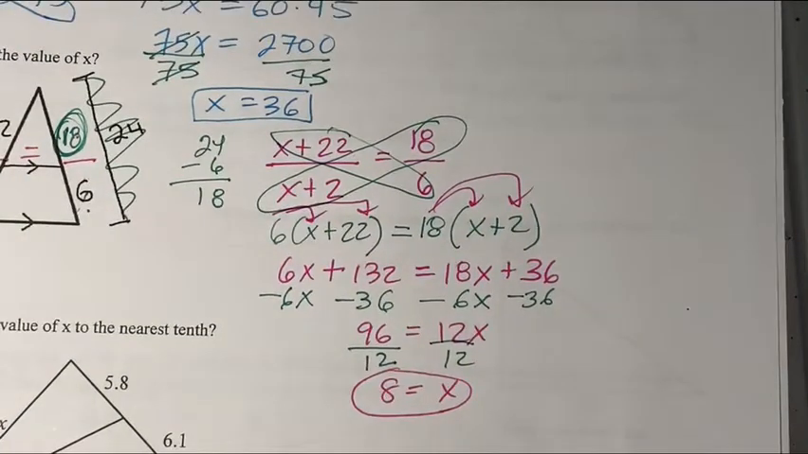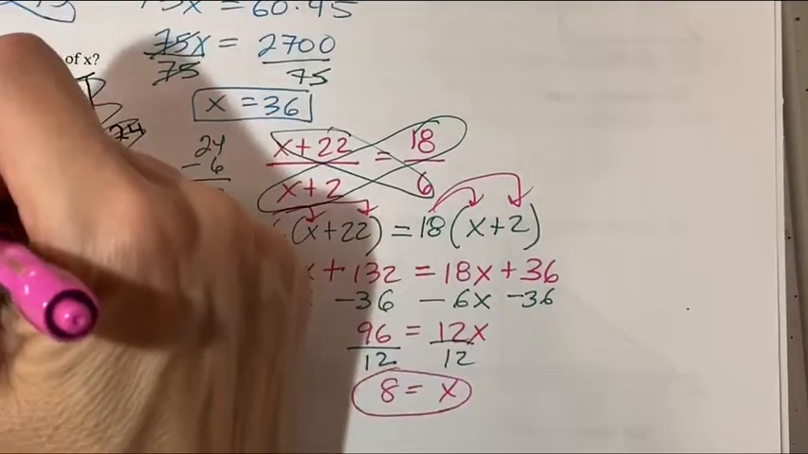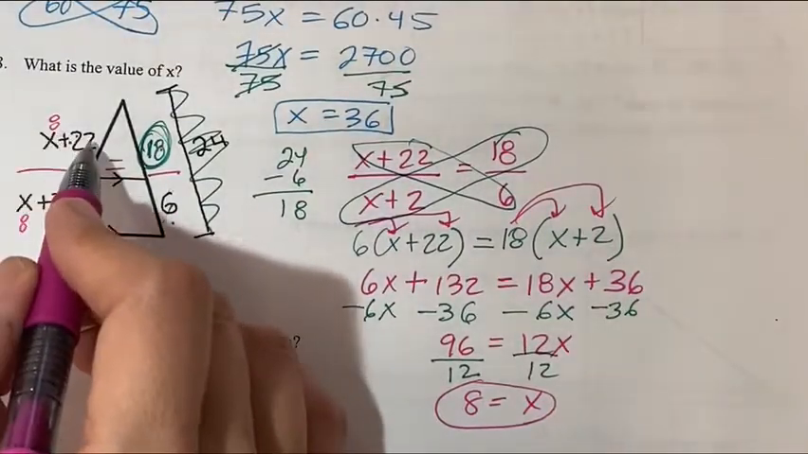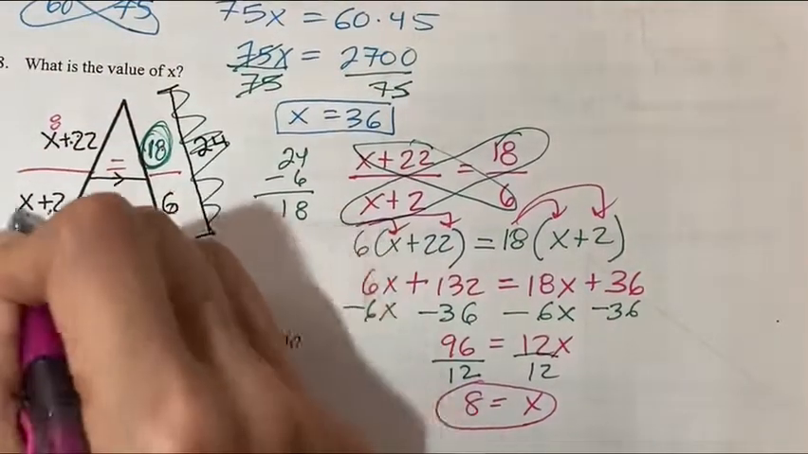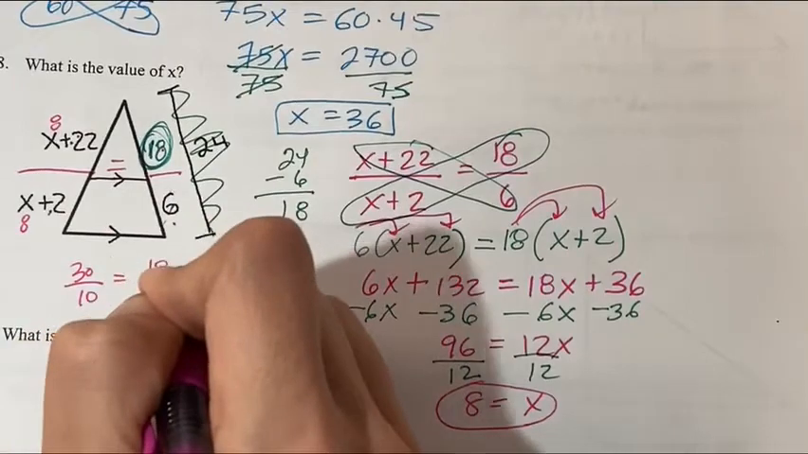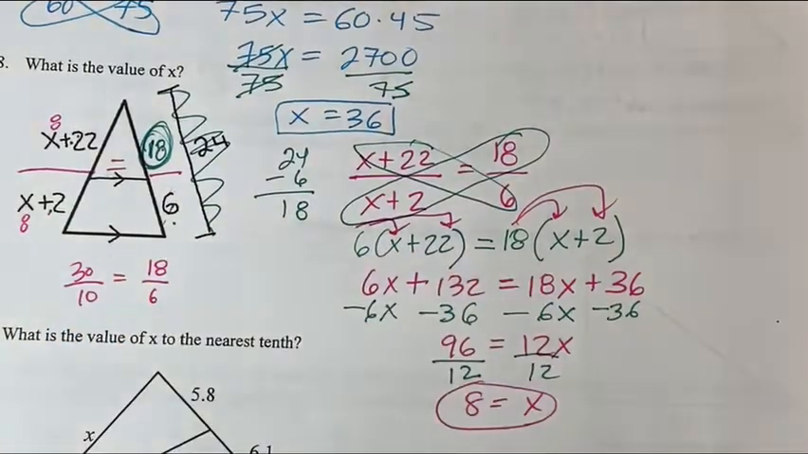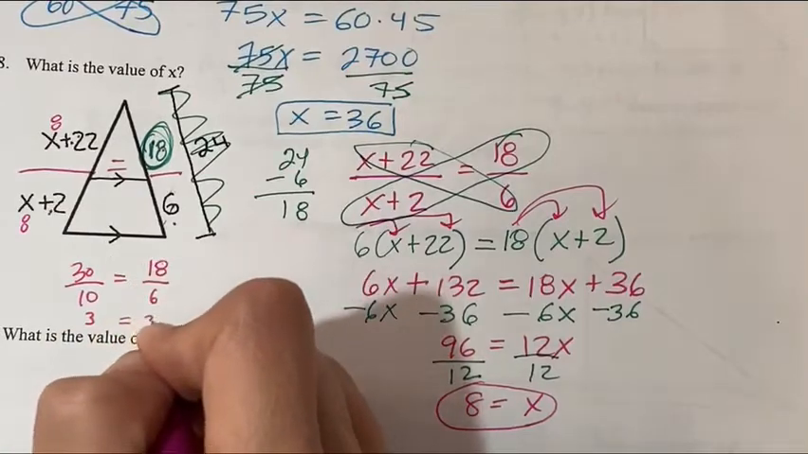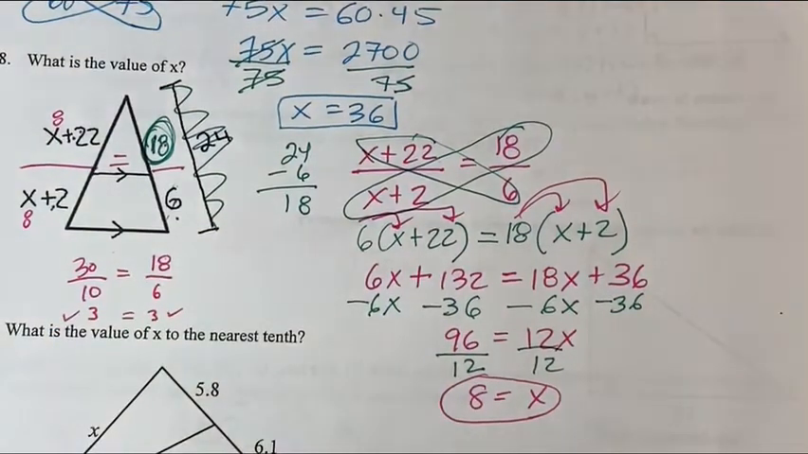Well, let's see if 8 is actually the right answer. So if I plug in 8 here, I get, what would that be? That'd be 30 over 10. Is 30 over 10 equal to 18 over 6? Yeah, 30 over 10 is 3. 18 over 6 is 3. I know I got the right answer.